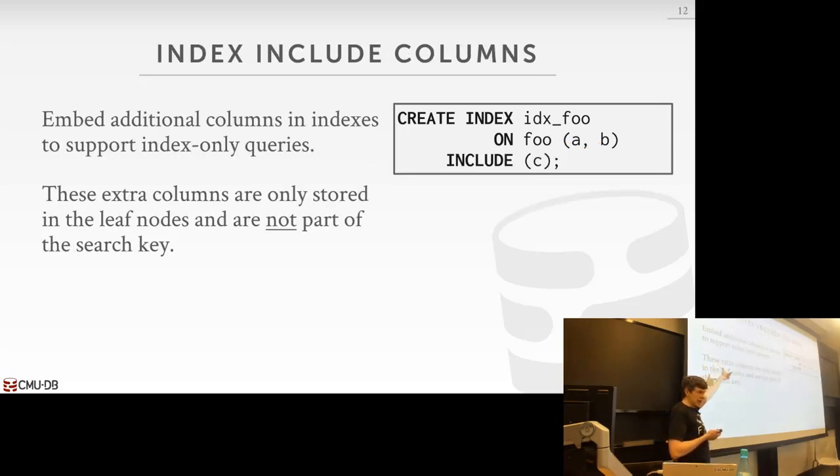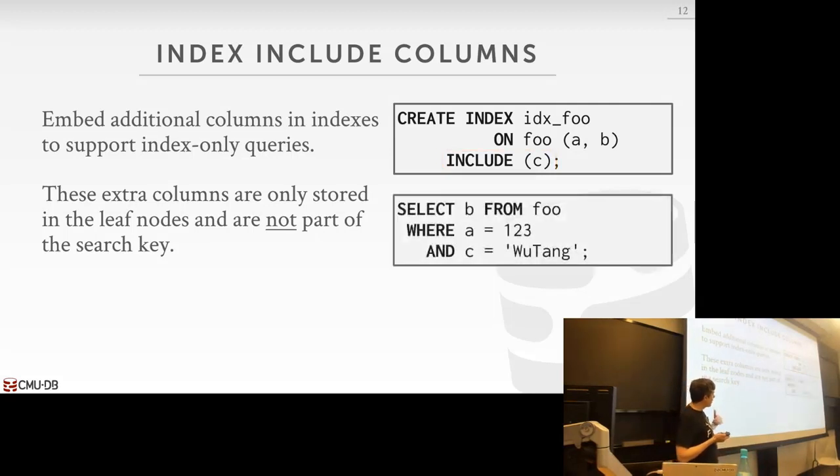This is what the include columns allow you to do. Basically, an include column allows you to say, for all the keys that I'm storing in my leaf nodes, also include these additional attributes. So in this case, I'm building an index on A and B. All the inner nodes only have keys A and B, and when I do lookups, I only examine A and B. But when I land in the leaf nodes, I can also get the C attribute value for every single entry in there. So now, if I go back to my other query, select B from foo where A equals 1, 2, 3 and C equals Wu-Tang, I do my lookup on A, follow that down.